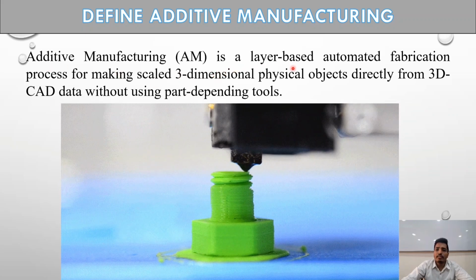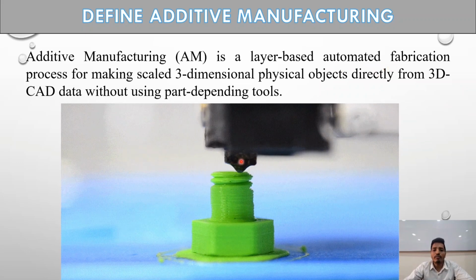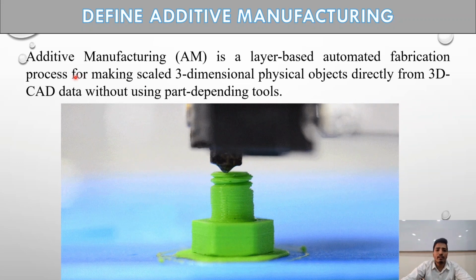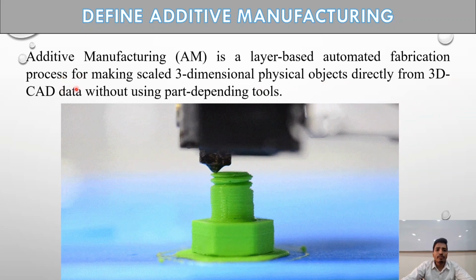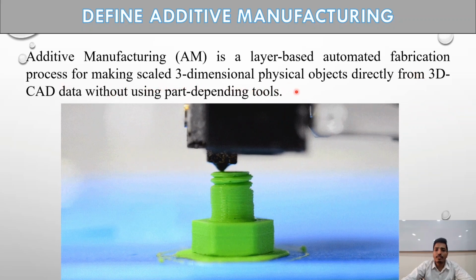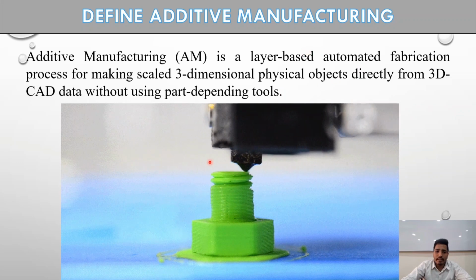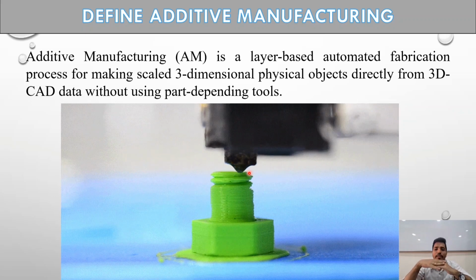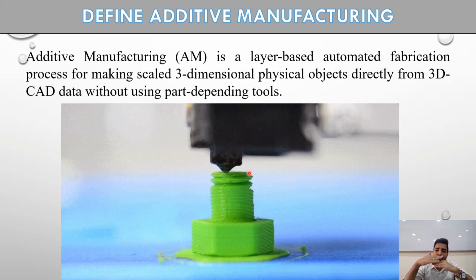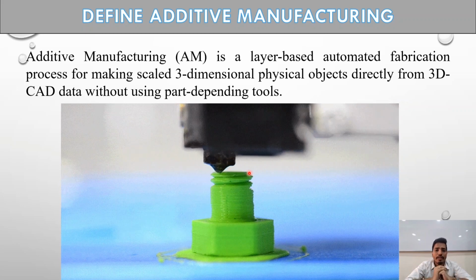So additive manufacturing is a layer by layer automated fabrication process. It is automated; once you give the command, it works completely by itself. It's an automated fabrication process for making scaled three-dimensional physical objects directly from 3D CAD data without using part-dependent tools. So it is a layer by layer fabrication. Why is it called fabrication? Because it is growing layer by layer, constructing one above the other. That's why it is called fabrication, making a scaled three-dimensional physical object.